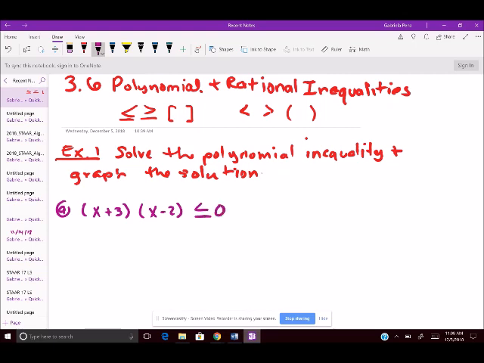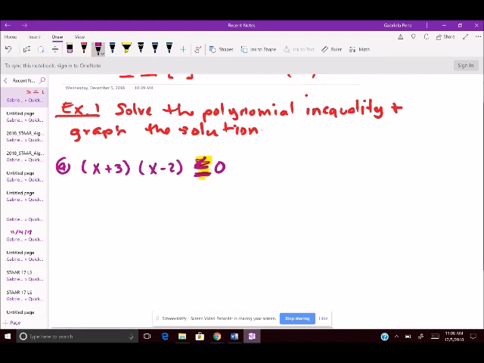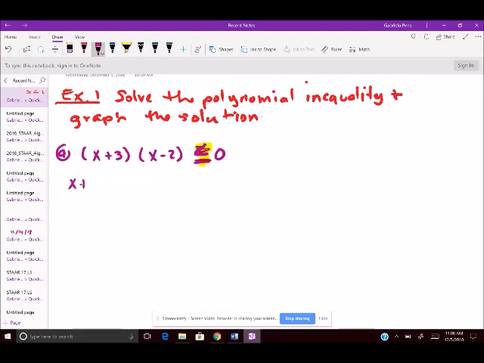So right away, when you look at that inequality symbol, are we going to be using brackets or the parentheses? Brackets, right? Because it's less than or equal to. Now, just the same way, when you solve, it has to be factored. Is this problem already factored out? Yes. So I'm going to put x plus 3 equals 0 and x minus 2 equals 0. When I solve this problem, the first one becomes x equals negative 3, and this becomes x equals a positive 2.